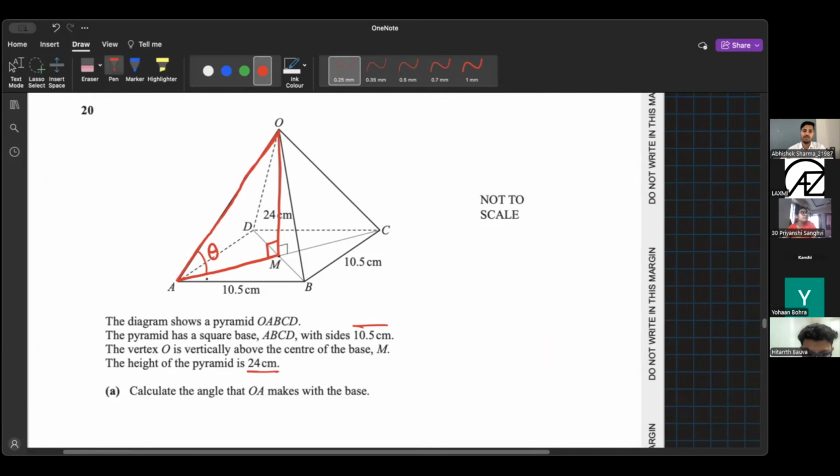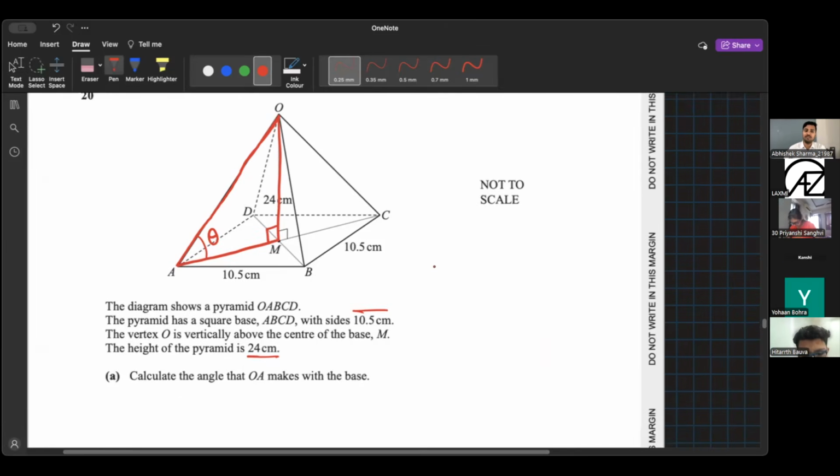Now, first we have to find the length OM. First we have to find the length AM. AM is half of AC, so first we have to find AC. AC is root of 10.5 square plus 10.5 square, which is 21 root 2 upon 2. Yes, that's perfect.